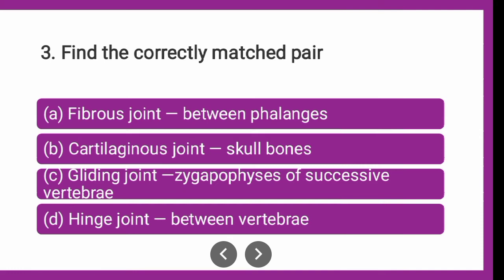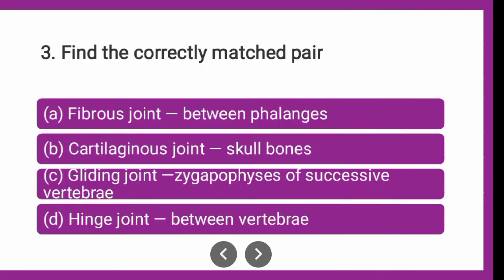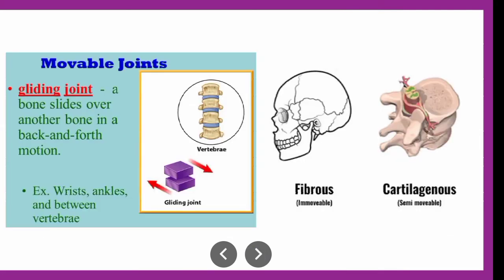Okay, then skull bones. If you talk about the skull bones, they have the fibrous joint, and these lines are nothing but the sutures. Okay, the fibrous joints are there. Then vertebrae: they have the gliding joint. Gliding movement is there in the vertebrae. So there is no hinge joint present in the vertebrae. It is the cartilaginous joint.